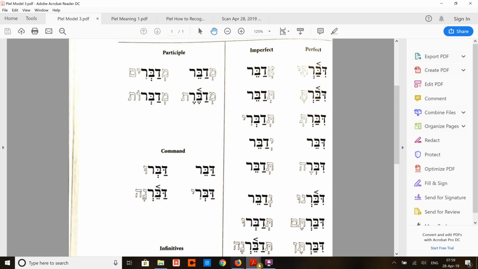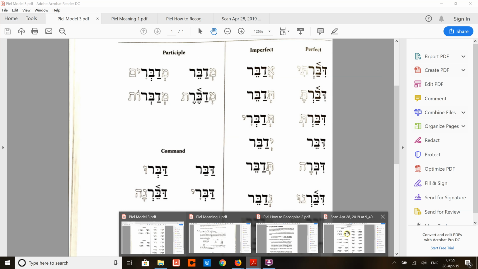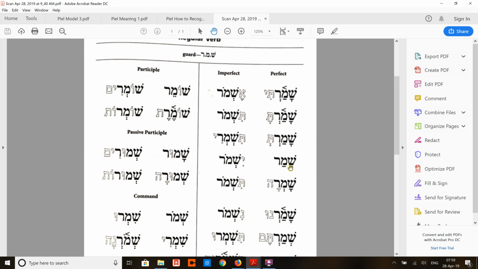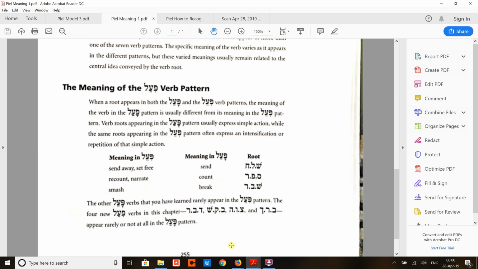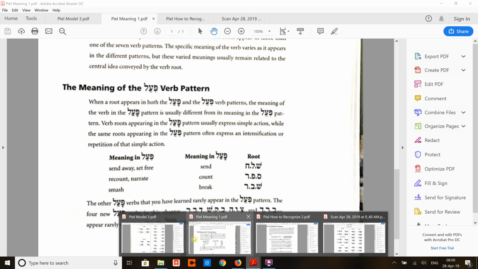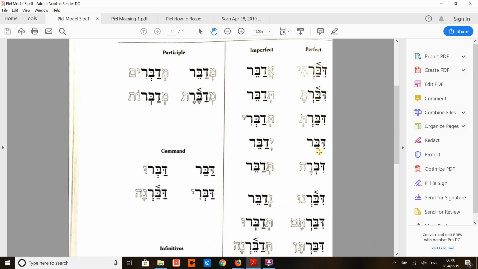And so now compare diber to shamar, right? So it's the vowels in the Piel and then the dagesh in the second letter that tell you, hey, you're looking at a different verbal stem and this verbal stem is Piel. So those are the two in the perfect. That's what I look for. Those are the signs that I look for that I'm looking at a perfect.